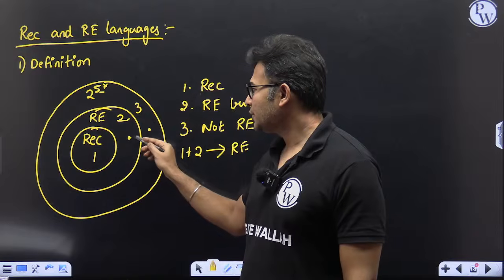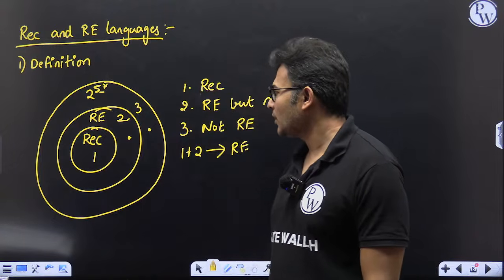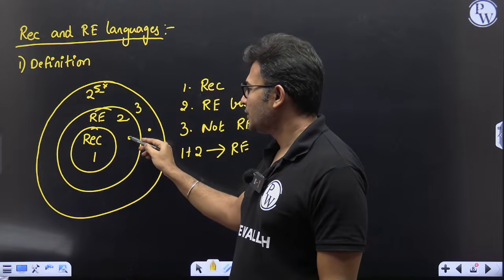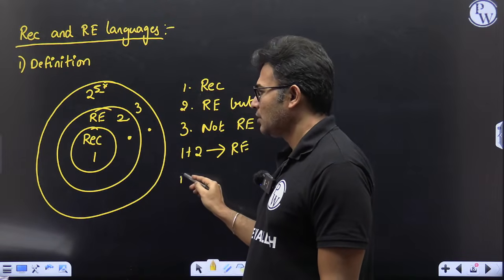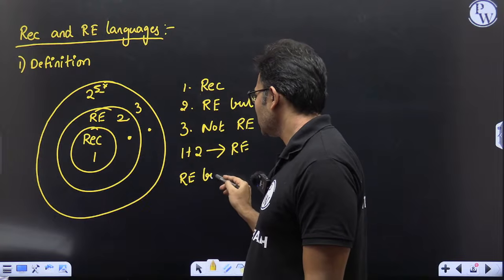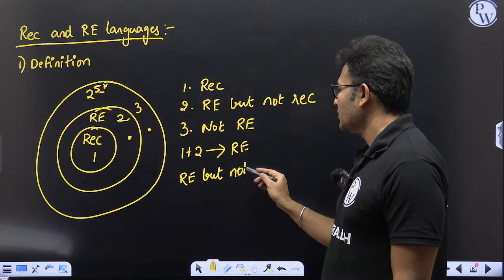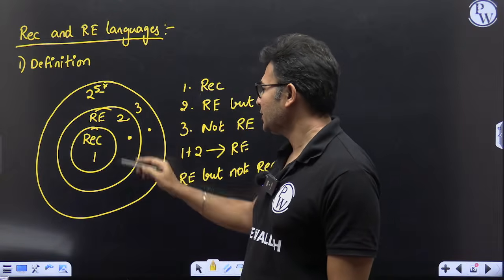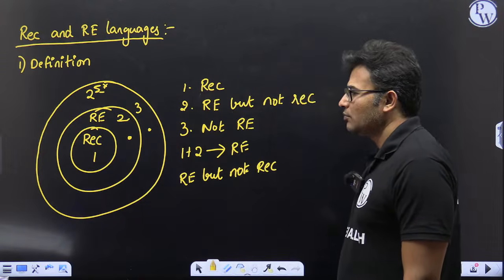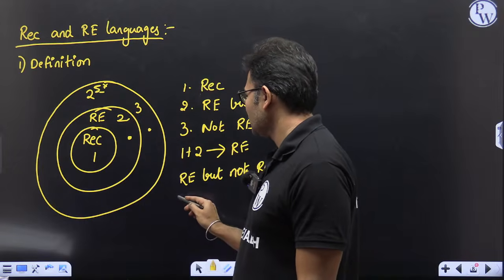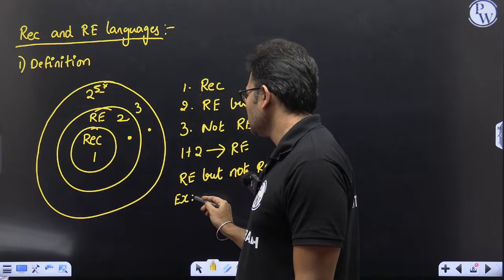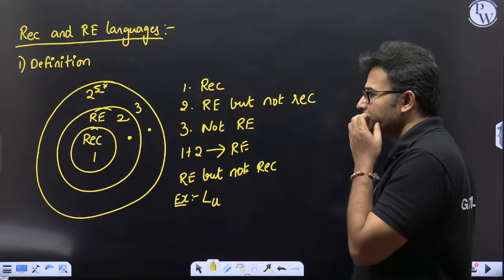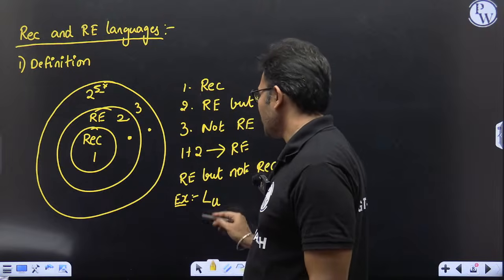So one language here and one language here, right? The language given here, which is recursively enumerable but not recursive, is LU. LU means Universal Language of Turing Machines.